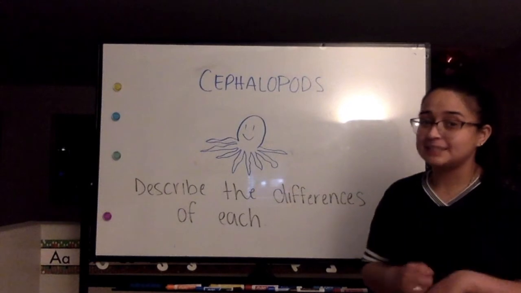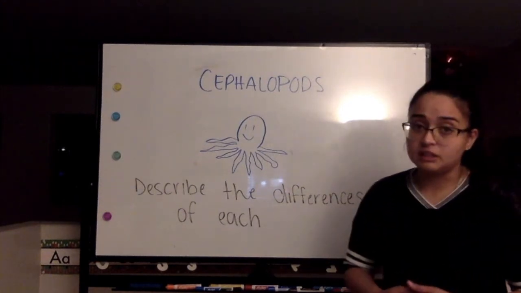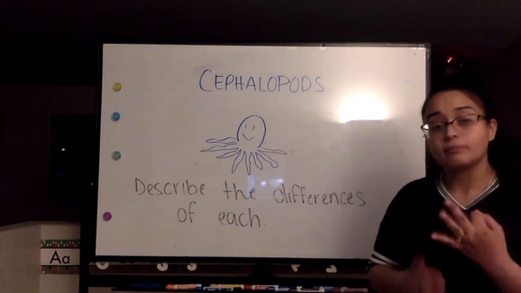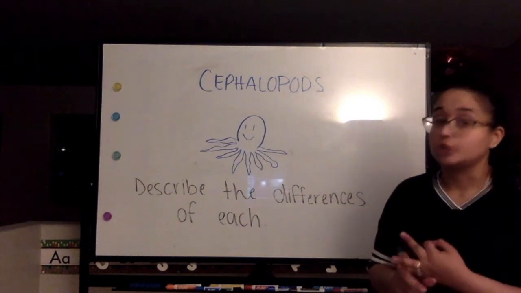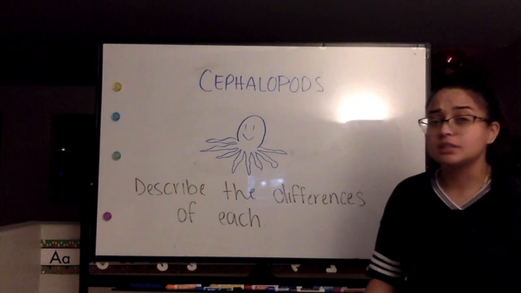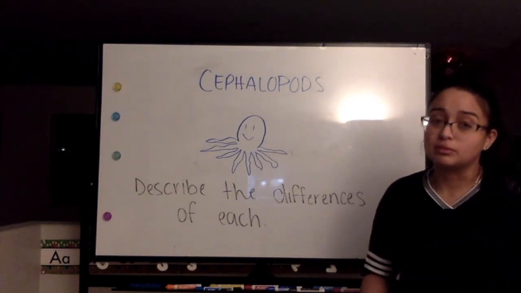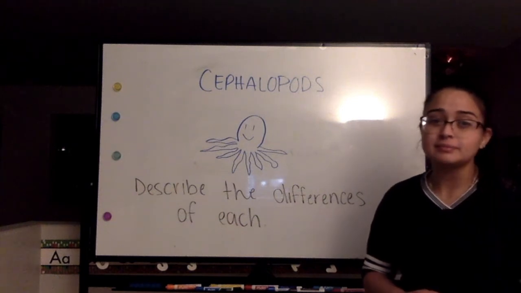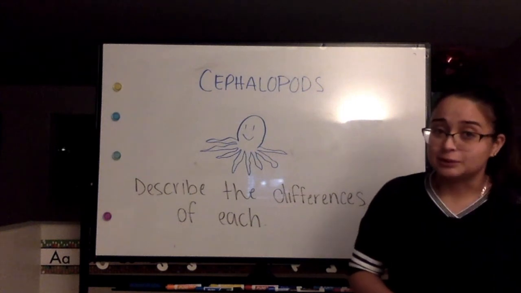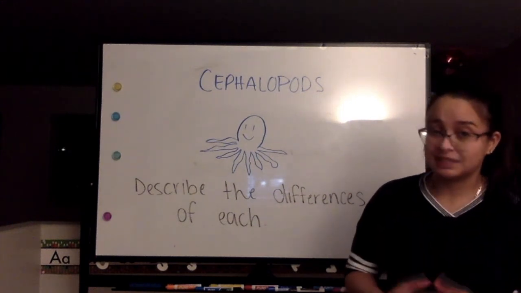For your assignment today, I want you to describe the differences of each classification of mollusk. Remember, there's three: the bivalve, the univalve, and the cephalopod. When I'm telling you to describe the differences, I'm referring to their body form. Okay? If you need to go back through the video, please feel free to do so. Besides that, if you have any questions, please don't hesitate and ask.